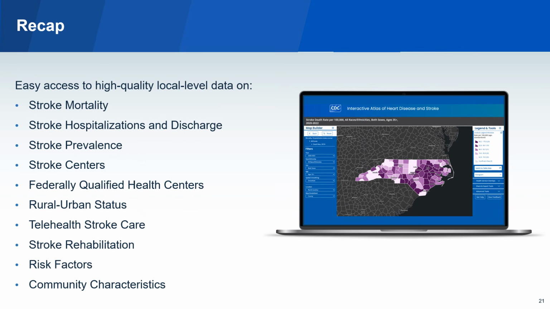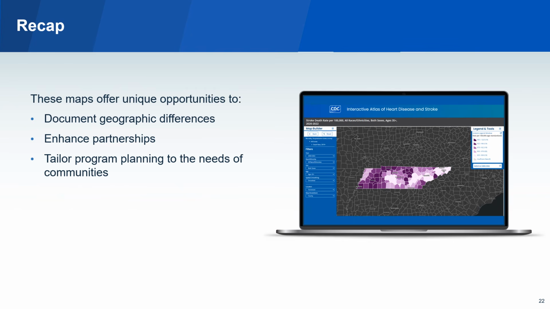To recap, using the Atlas, we made maps showing stroke mortality, stroke hospitalizations and discharge, stroke prevalence, locations of stroke centers and federally qualified health centers, rural-urban status, telehealth stroke care, stroke rehabilitation, risk factors, and community characteristics. With these maps, you can document geographic differences, enhance partnerships, and tailor program planning to the needs of communities.